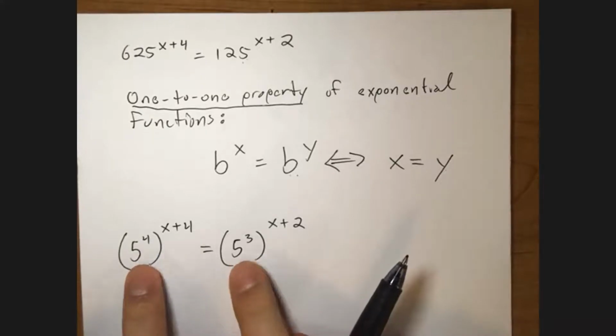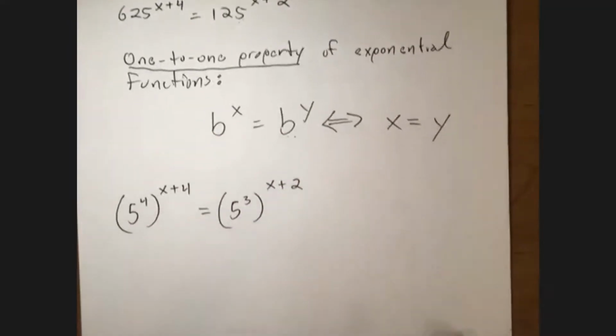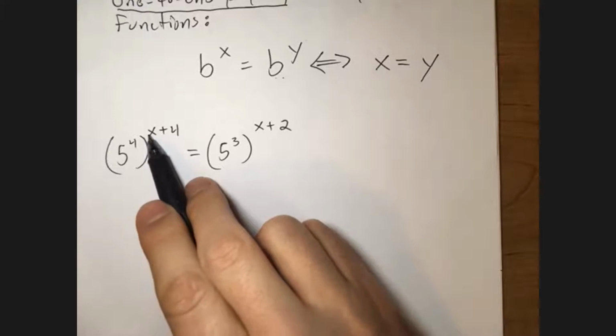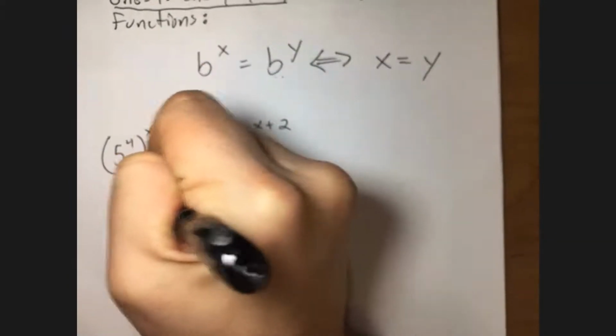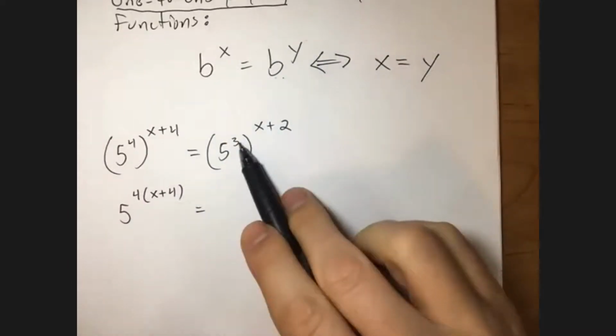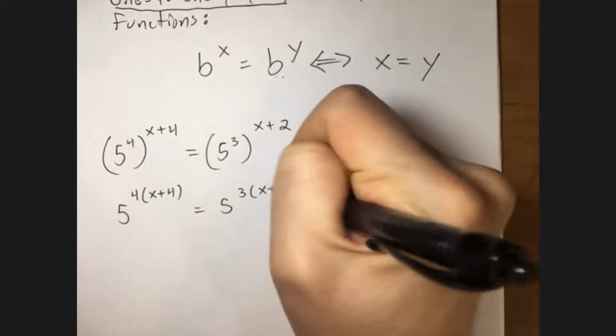All right, but the bases are still different. I got 5 to the 4th, 5 cubed. These are not the same base. So I got to do a little bit of manipulation here. Well, I can use properties of exponents. I know that when I raise something to a power and then raise that to a power, what do I do with the exponents? Multiply them. So this is the same as 5 to the 4 times x plus 4. And same thing here, I multiply these. So this is 5 to the 3 times x plus 2.